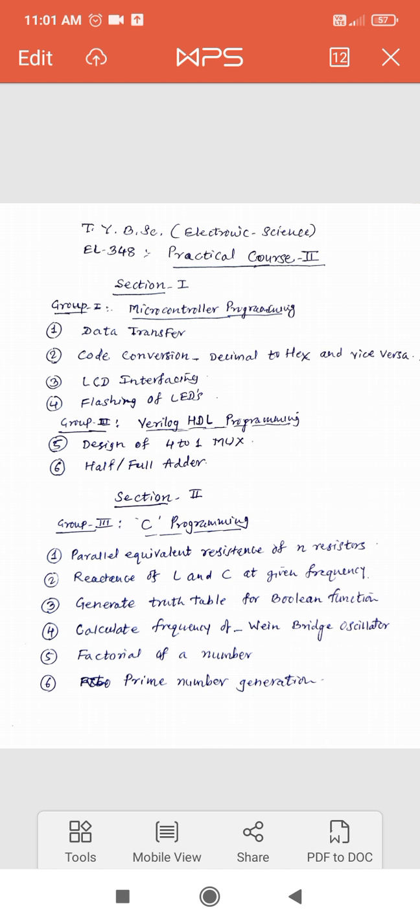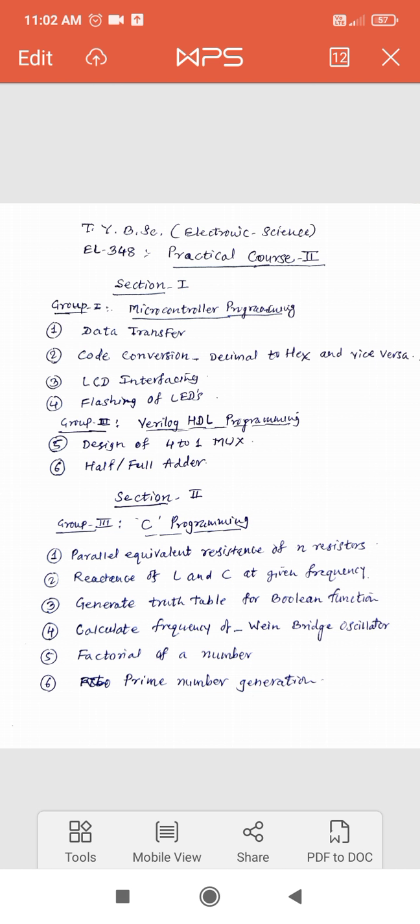The C programming covers the parallel equivalent resistance of N resistors, the reactance of L and C at given frequencies, generating the truth table of Boolean functions, calculating the frequency of a Wien bridge oscillator, factorial of numbers, and prime number generation. This is the list of the practicals of the course.